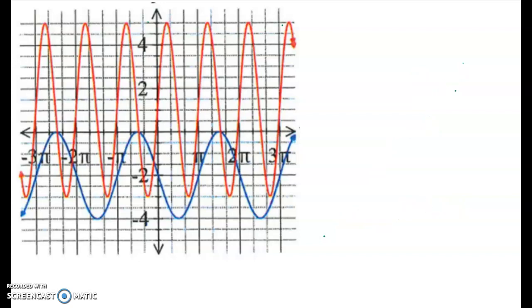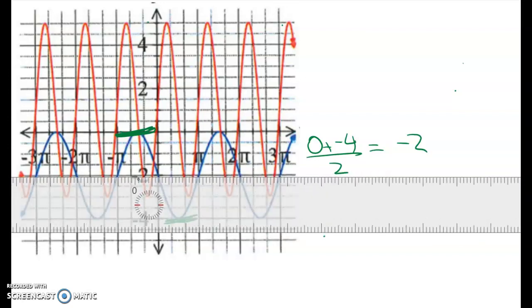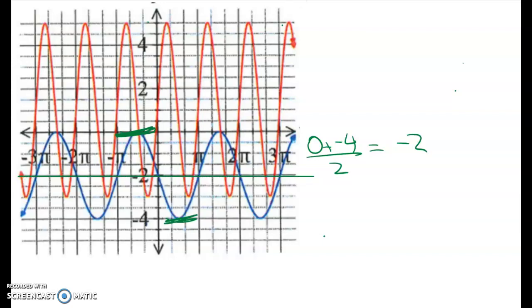So now you should be familiar with what we're going to do first. We're going to look for what I call the midline to get the vertical shift. So this one goes from 0 down to -4. So the halfway mark there is -2. Let's get our ruler, put in our line halfway through here. Right, that means I've got a vertical shift of -2, and you can see I've got an amplitude of 2.